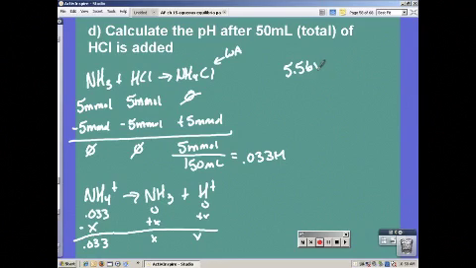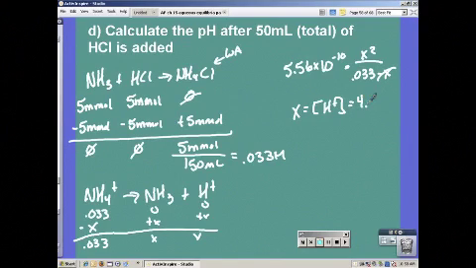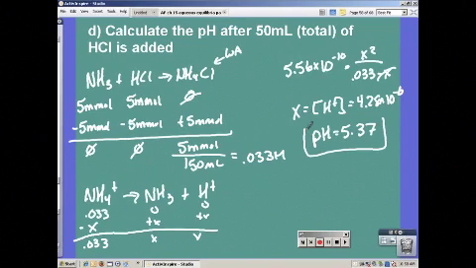So you have to solve for the Ka, which gives you 5.56 times 10 to the negative 10th. So X this time is our H concentration, and that's equal to 4.28 times 10 to the negative 6th. So pH is 5.37 then. Notice the equivalence point of a weak base strong acid titration is always less than 7 because you're left with only the weak acid.